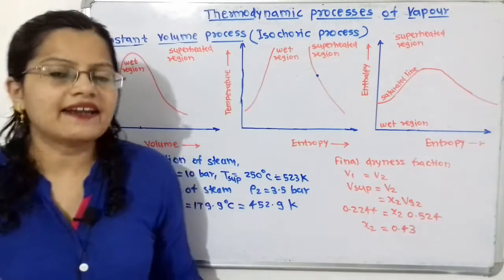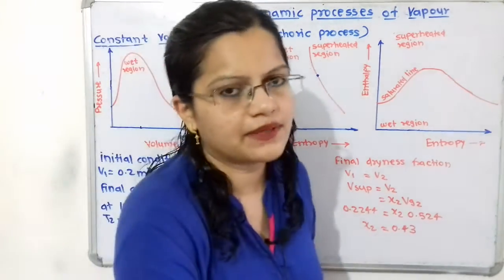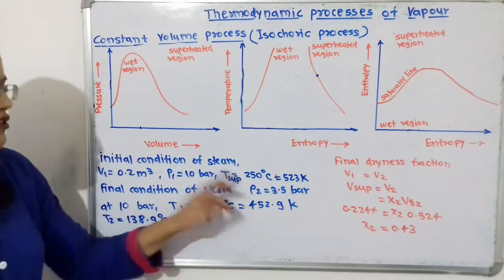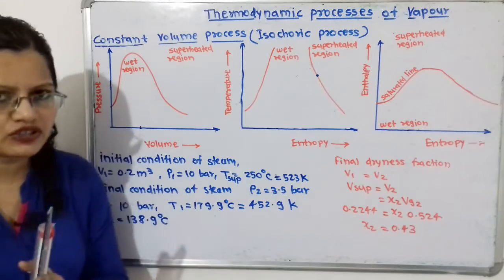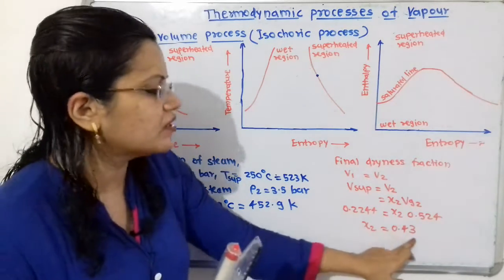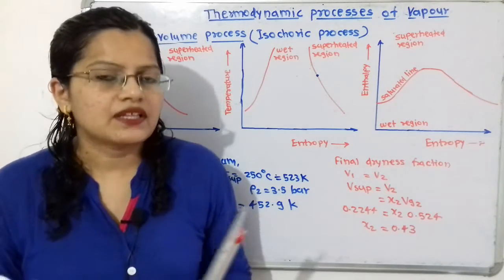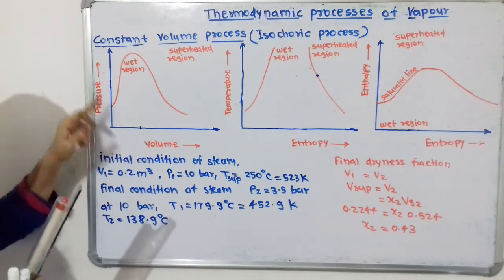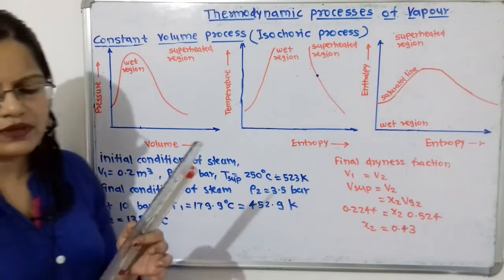So we can say that the initial condition of steam is superheated steam because the temperature is T superheated, and the final condition of steam, because of the dryness fraction, is wet steam. Now we will draw the diagram. So how to show this in the pressure-volume diagram?